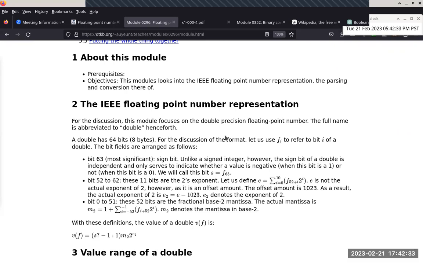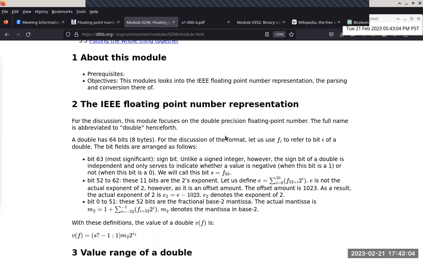So the last component, and after I talk about all of these, then we'll be clear. The last component will be the rest of the 52 bits. Because we're going from bit 0 to bit 51, there are 52 bits in this particular part. This part is called a fractional base 2 mantissa. I'll explain what a mantissa is next. The actual mantissa is M2. I'm using M2, the 2 emphasizing this is in base 2.